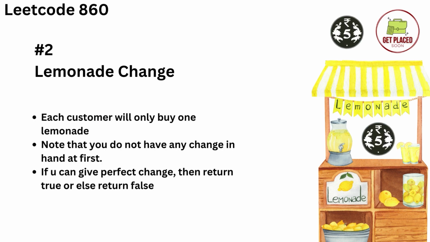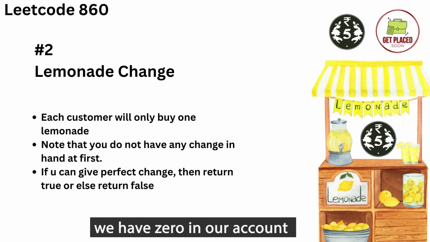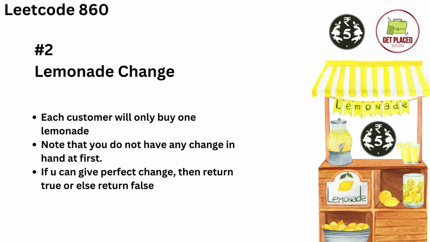Now here come the criteria. Each customer will buy only one lemonade. The second thing is you don't have any change in hand at first. They'll give you an array of bills. Before iterating, we have zero in our account. We don't have any money. If the first bill is 5, we get a 5 rupee coin, and then we can start giving change from the next bill. In the first bill, we don't have anything. And the third point is, if you can give the perfect change, return true, or else return false.